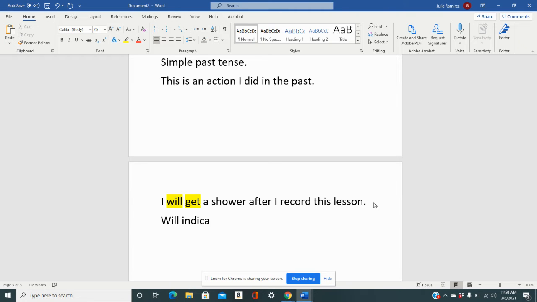So will indicates or shows the action will take place in the future. So this, I will get a shower. This could happen in 5 minutes. It could happen in 5 hours. It could happen in 5 days. I won't let it happen in 5 days, or I won't wait 5 days to get a shower. Otherwise, I won't smell very good. So this is just showing me that the action of this verb takes place in the future.